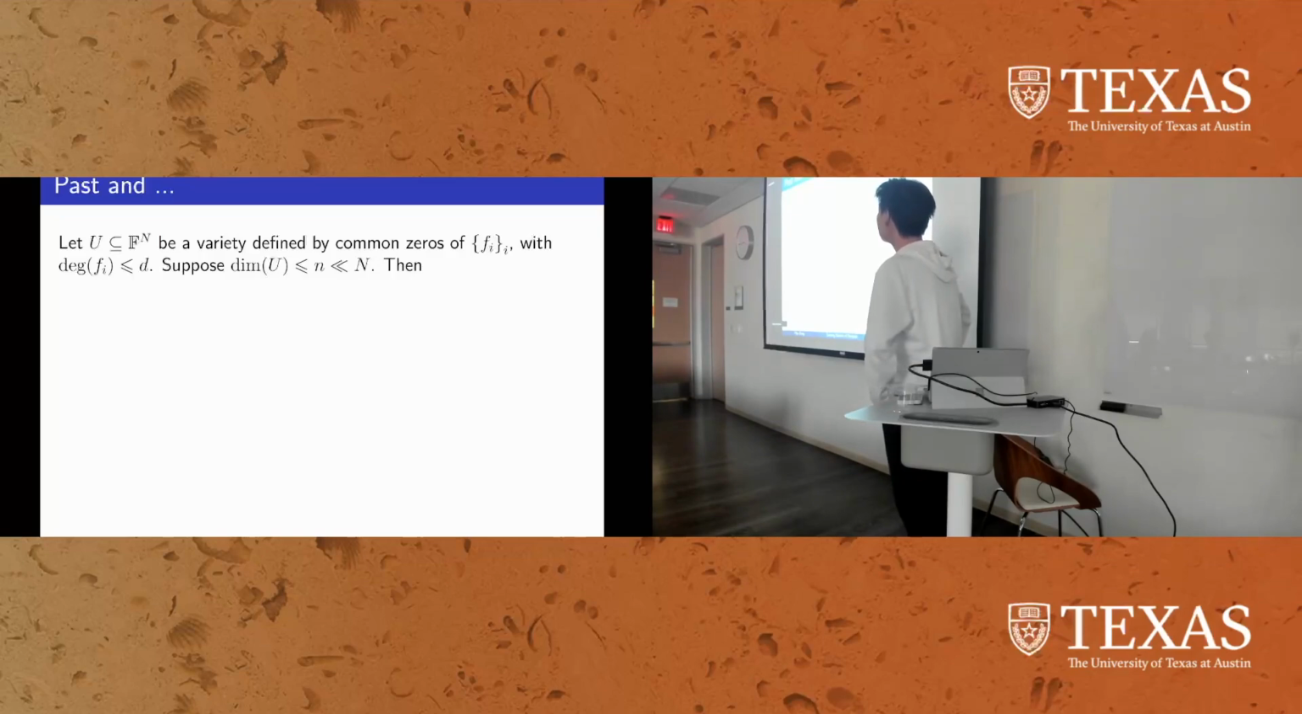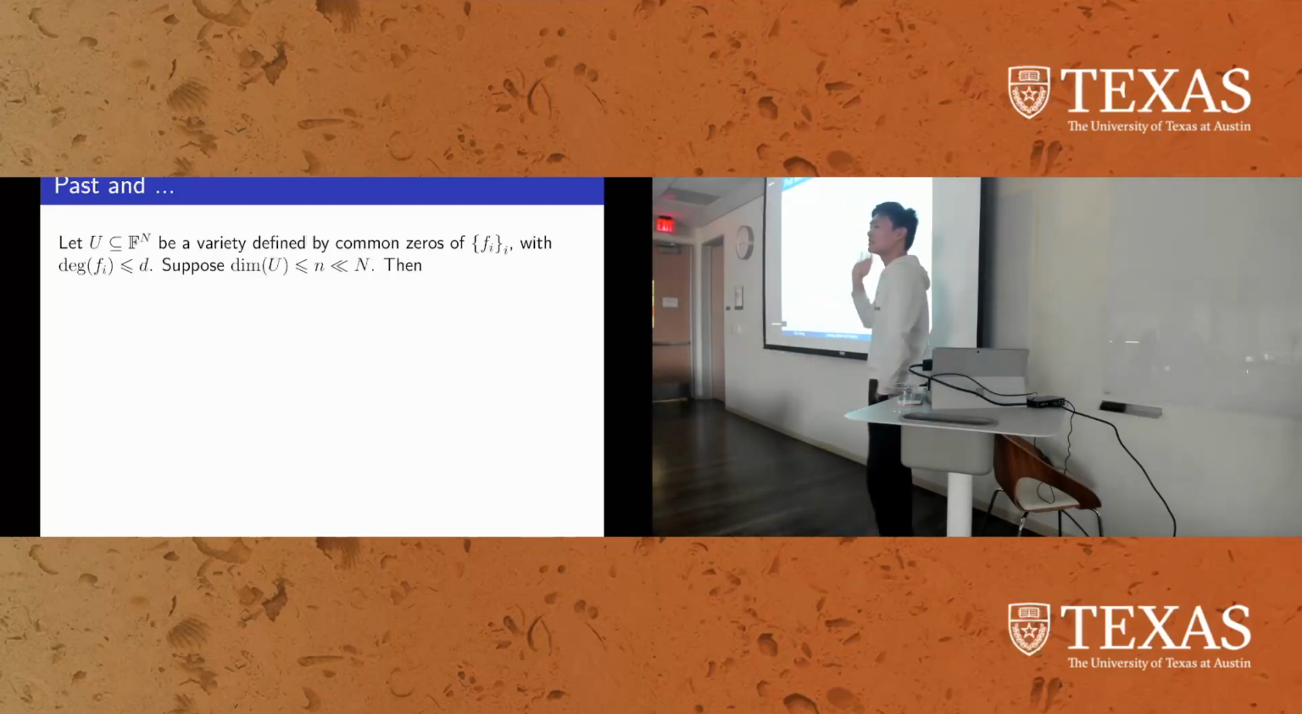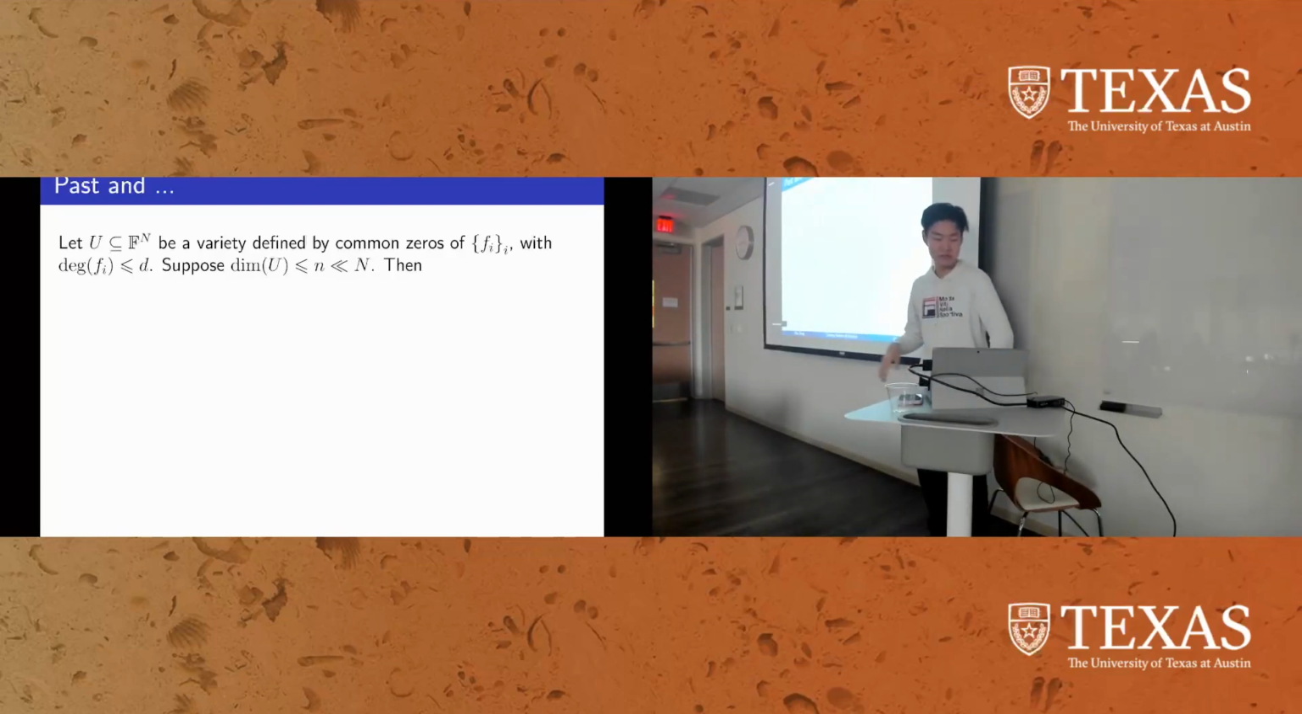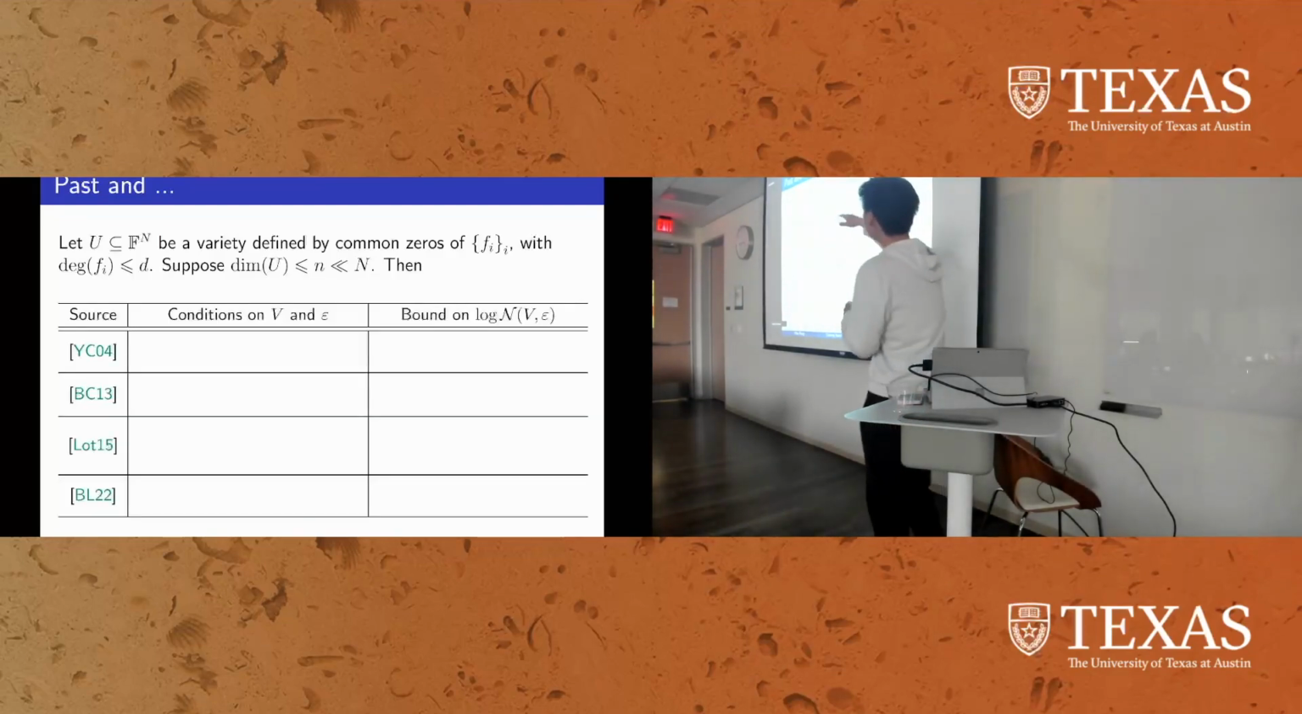And I naturally assume the dimension of U is little n, which is much, much smaller than my ambient dimension, big N. This is a natural assumption, that your data is coming from a low-dimensional variety or manifold. Now, under this setup, of course, the set U may not be compact, right? So you may need infinitely many balls to cover them.